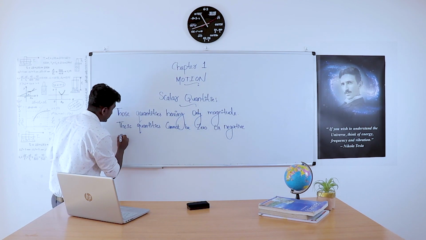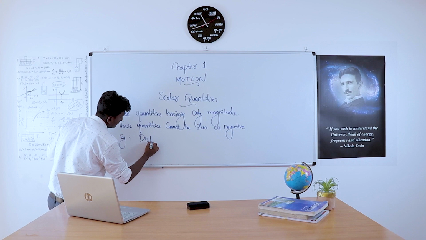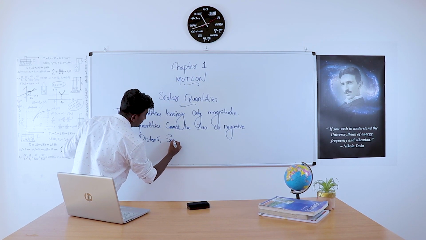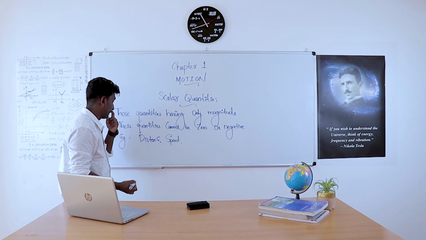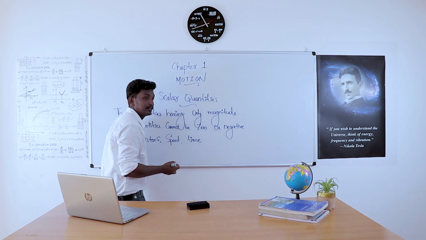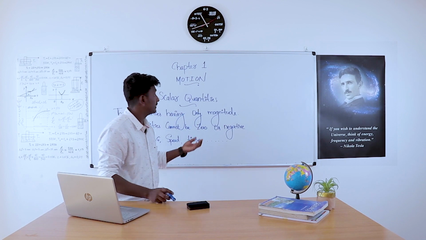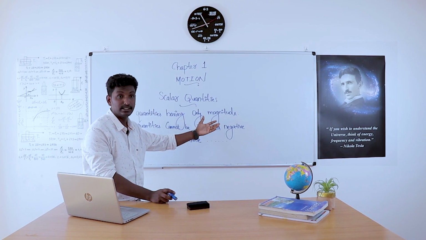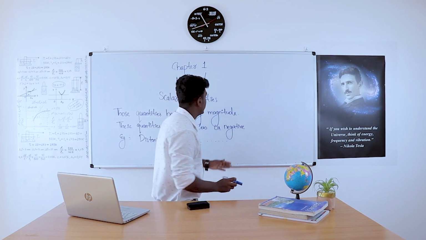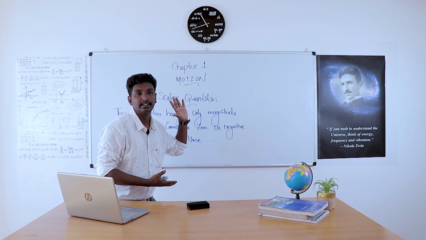For example, we can say distance is a scalar quantity. Speed is a scalar quantity. Time is a scalar quantity, etc. There are lots of quantities which are scalar quantities. Now I am writing only three: distance, speed, time, etc. You can take other examples also, which cannot be zero or negative.